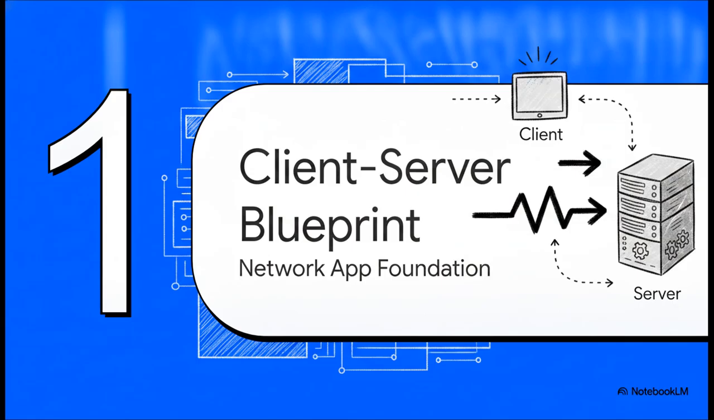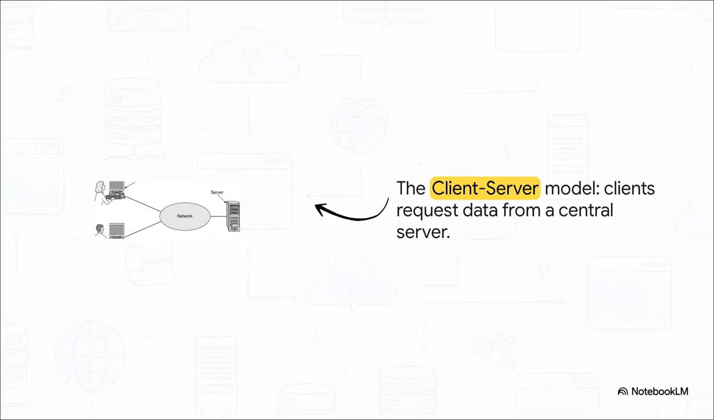Starting with Section 1, the client-server blueprint, the foundation of network apps. To really grasp how our network apps work, we've got to set the stage with the absolute dominant architectural model of the internet. For decades, the vast majority of the web has relied on a very specific, pretty rigid division of labor between two distinct types of computers. You've got clients and you've got servers.